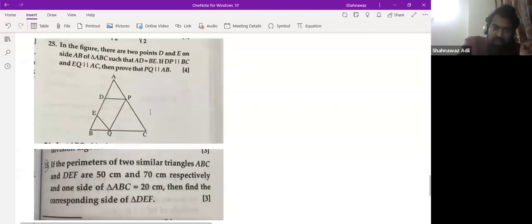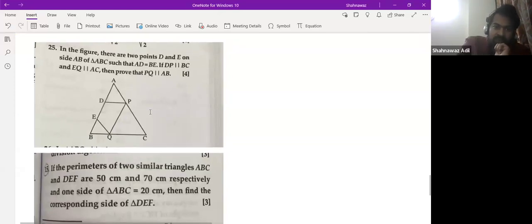This is a triangle question, right? So in the figure, there are two points D and E on side AB such that AD equals BE. If DP is parallel to BC, and EQ is parallel to AC, then PQ is parallel to AB, which means that we have to prove CP by PA equals CQ by QB. That is the idea, right, Shyama?